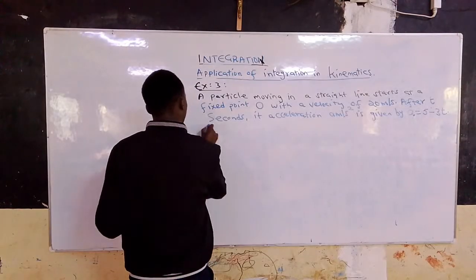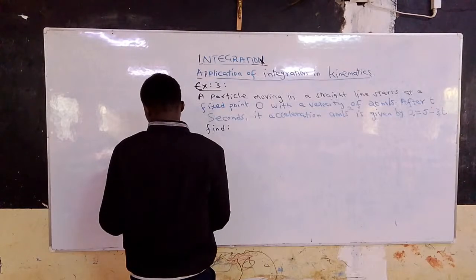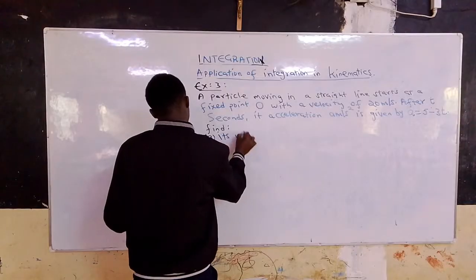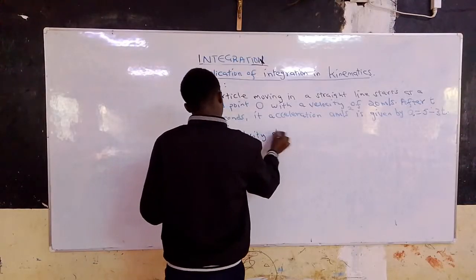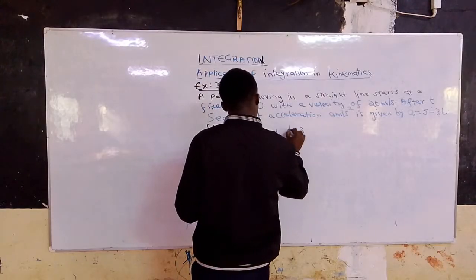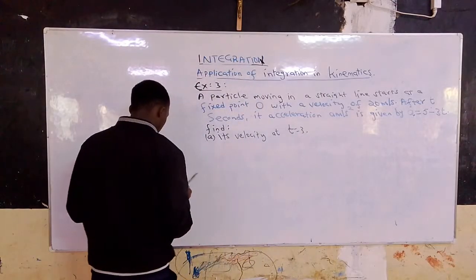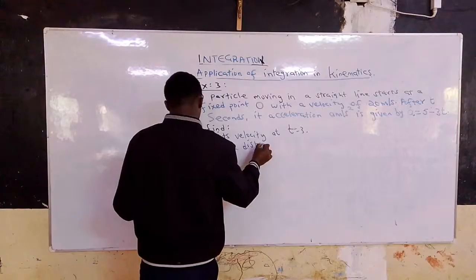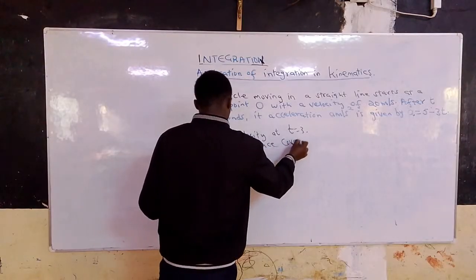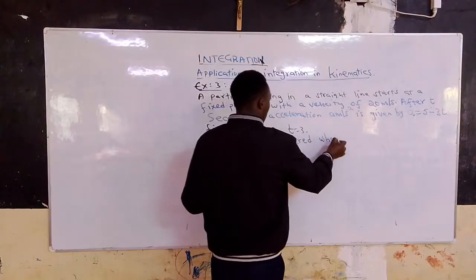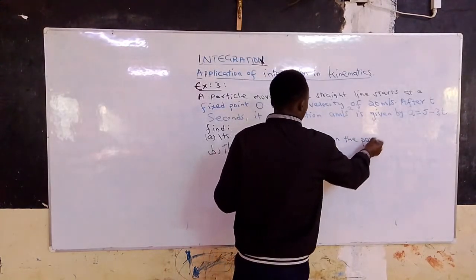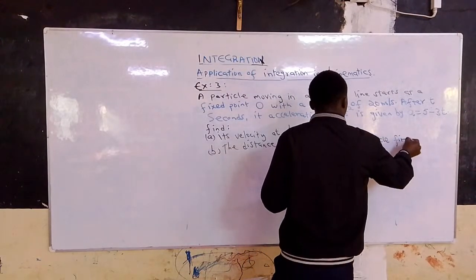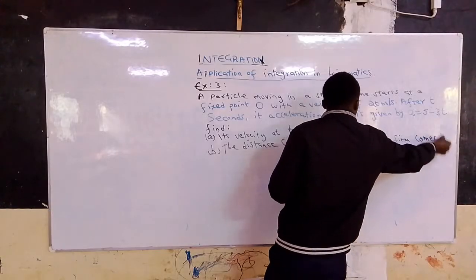Find a, its velocity at t is 3. Then b, the distance covered when the particle first comes to rest.